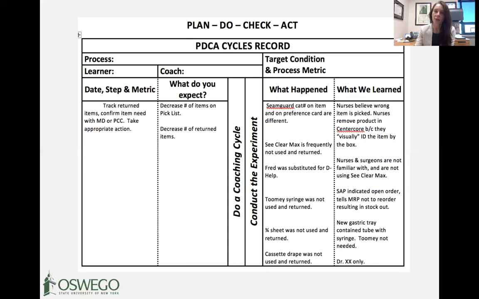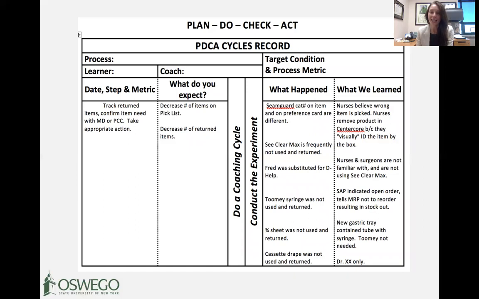So really trying to understand what are the barriers, right? Are there labeling issues? Are there assumptions that are going on that maybe aren't necessarily true? There was, again, a Clear Max on this surgeon's preference card for the procedure, and none of the nurses, none of the surgeons were familiar with it and were not using it, right? But it was on there. But until we ran this experiment, they did not understand or recognize that this was a problem.